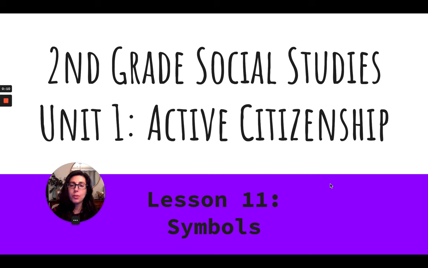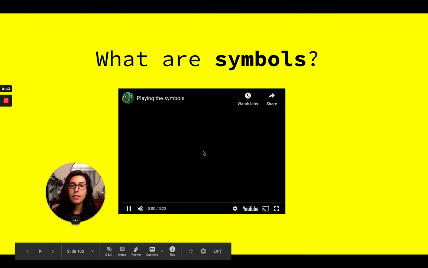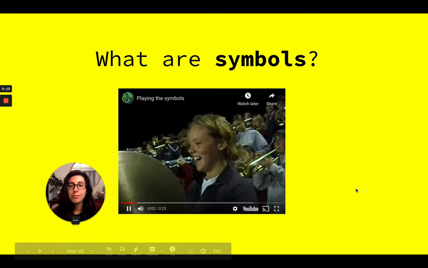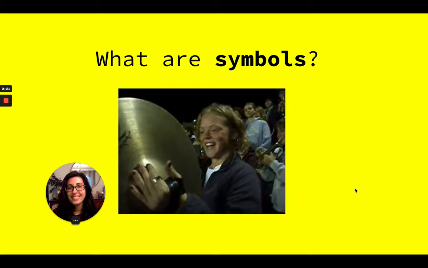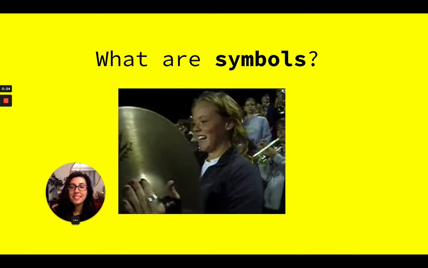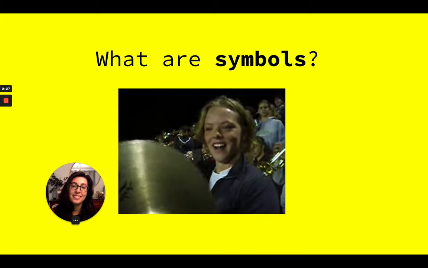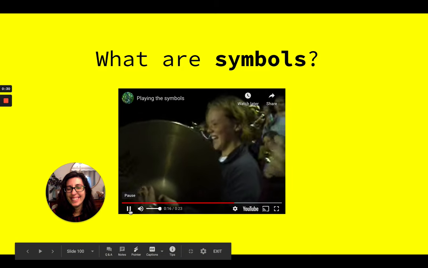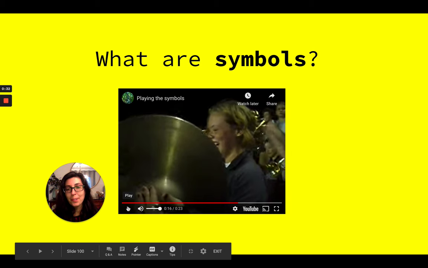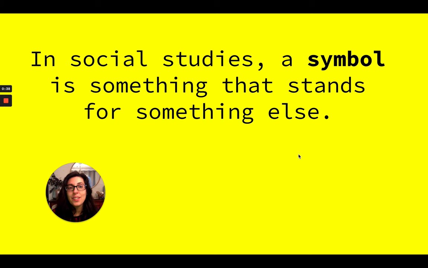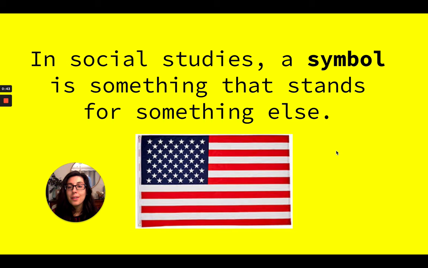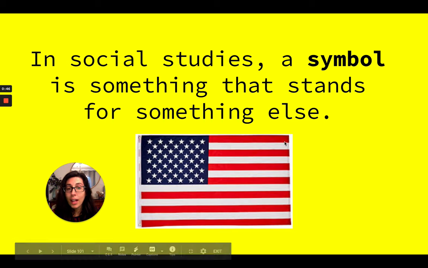So what are symbols? Do you know? Okay, yes, those are a type of symbols, but actually those aren't the type of symbols that I mean. In social studies, a symbol is something that stands for something else. So for instance, the American flag is a symbol for the United States of America.